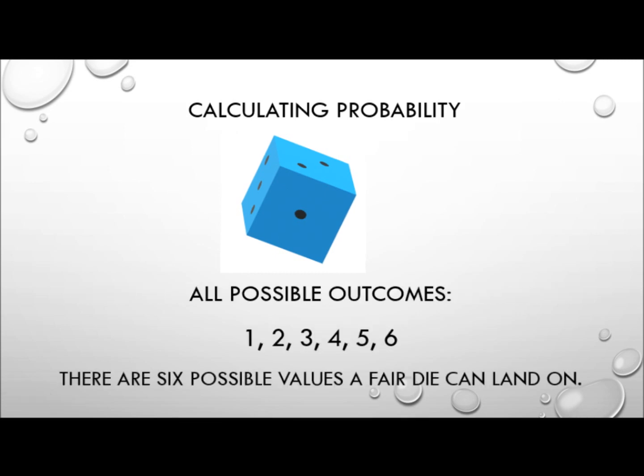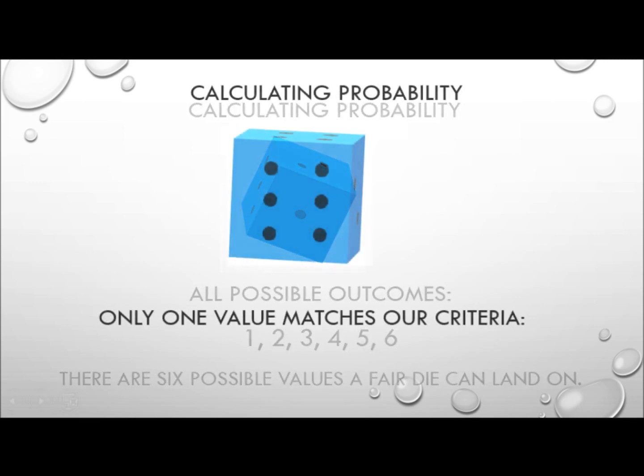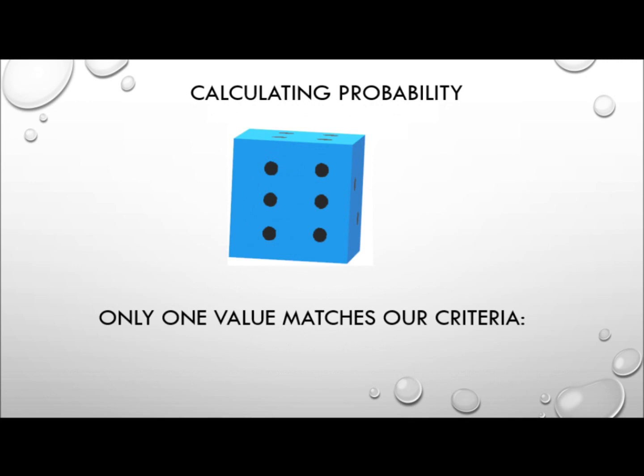So there are 6 possible values that a fair die can land on, which goes without saying is 1, 2, 3, 4, 5 or 6. Of course, only one value will match our criteria.